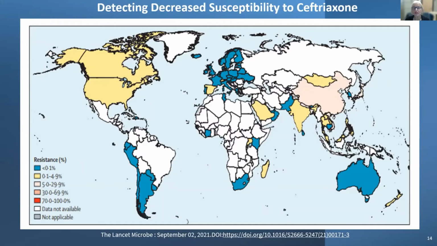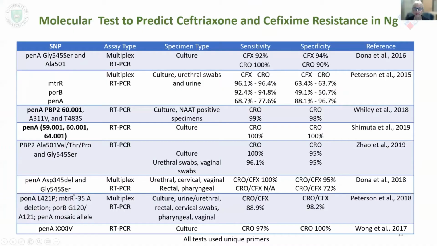It's also important to detect decreased susceptibility to ceftriaxone. Most of the world has sporadic isolations at the present time of ceftriaxone-resistant isolates. Basically, Southeast Asia has the largest percentage of isolates, with countries reporting decreased susceptibility to ceftriaxone. This is a very, very complex matter in actually trying to predict resistance through RT-PCR tests.